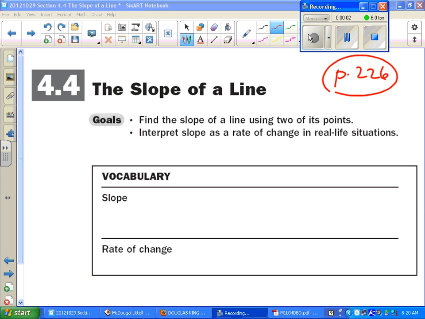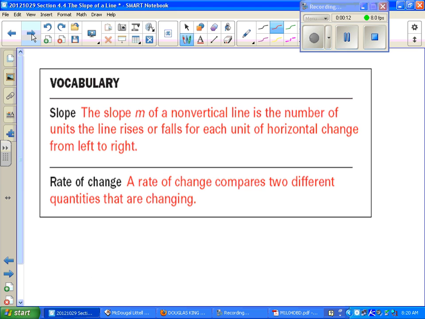Okay, today we're looking at section 4.4, slopes of the line. Finding the slope of the line using two of its points, and we're interpreting slope as a rate of change. First thing we have is a couple definitions. First one is the slope. Slope M, that's a letter that always represents slope.